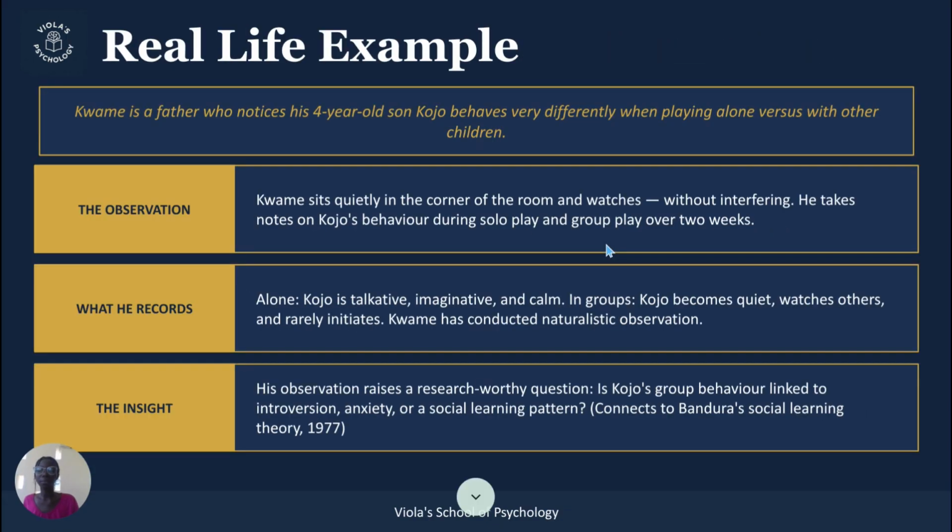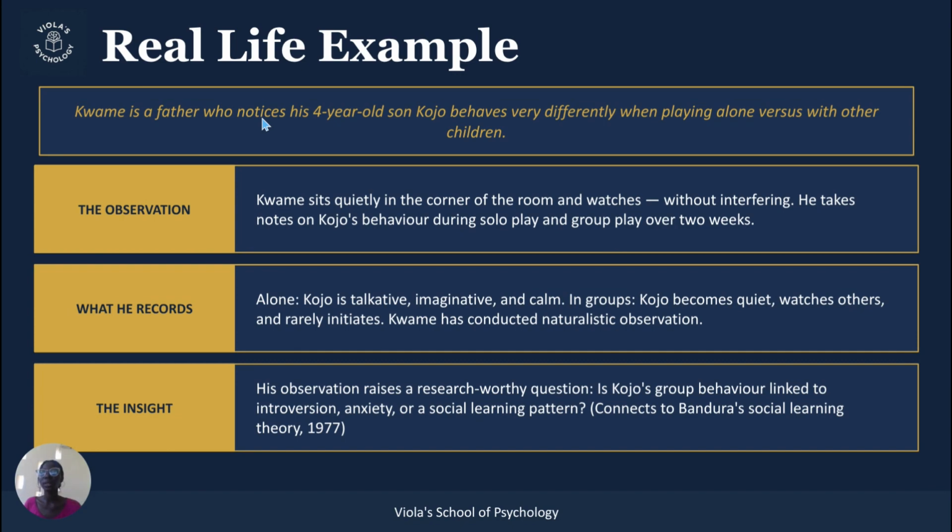Let's apply this to a real life example. Meet Kwame. Kwame is a father who noticed something about his 4-year-old son, Kojo. Kojo is a completely different child depending on whether he is alone or with other children. When he is alone, he's talkative, he's imaginative, he's calm. But when he is in groups, he's quiet, he's watchful, and rarely initiates anything.